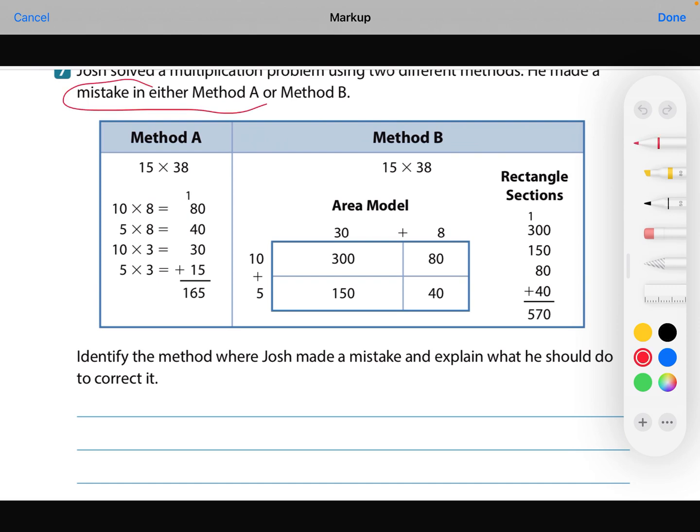He made a mistake in either A or B. Ooh, so one of them's wrong. Okay, so what does he have here? He has the area model. Let's look at that one first because I like the model. It's easier to look at. So we're looking at B first.